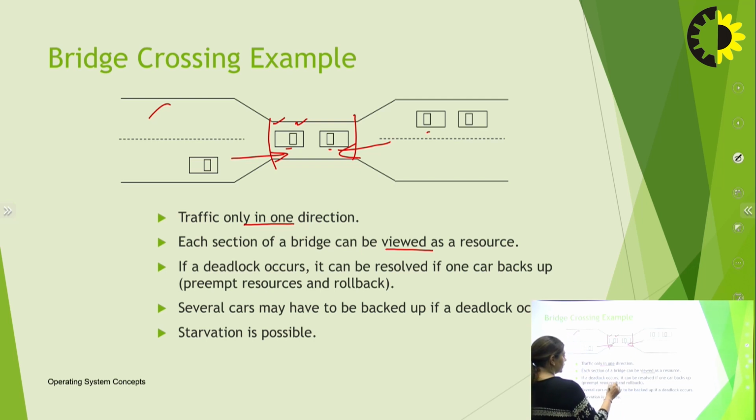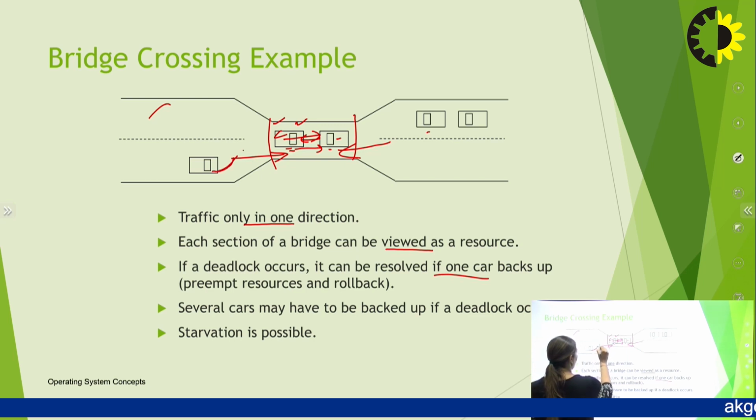If a deadlock occurs, it can be resolved if one car backs up. Now, this car cannot move forward because this car is blocking the way. Similarly, this car is blocking the way. This car also doesn't move. Now they are waiting for each other. Only if someone clears the way can we move forward. And if this car wants to go there, it cannot go because this one has blocked the way. Similarly, this car cannot go because this one has blocked the way.